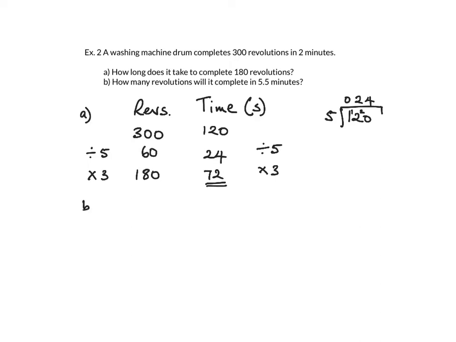Part B, let's go back to the original numbers, 300 and 120. Now we've got 5.5 minutes. 5 minutes, that's 5 times 60, that's 300, plus 30 is 330 seconds then. That's a tricky number to work with.